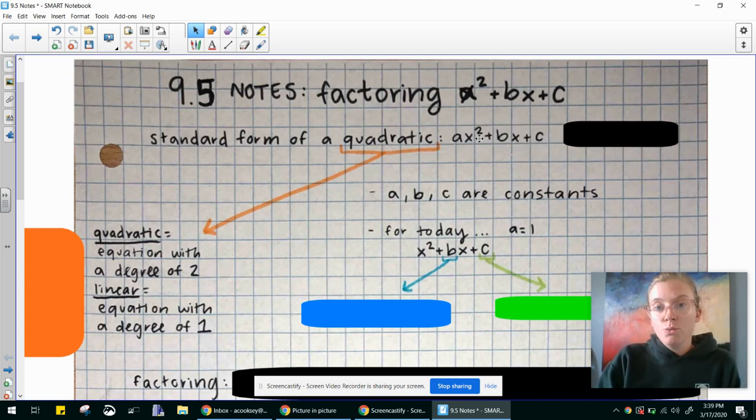Quadratics are written with degrees from the highest to the lowest in the form of ax squared plus bx plus c. A, B, and C are all constants, which means that they're all whole numbers. They'll never be a variable. X will be the only variable that we'll see in quadratics. For today, we are only going to look at quadratics where A equals 1. So there won't actually be a coefficient. There'll be that invisible 1, but it will be x squared plus bx plus c.